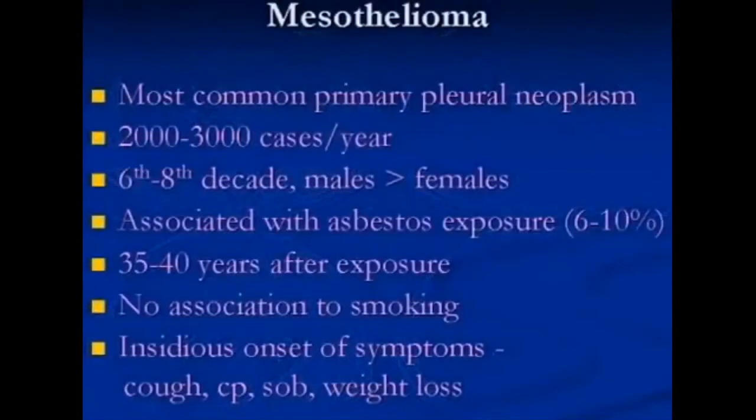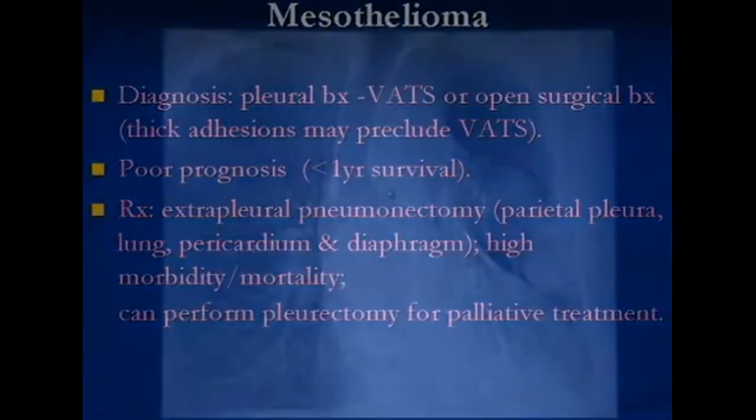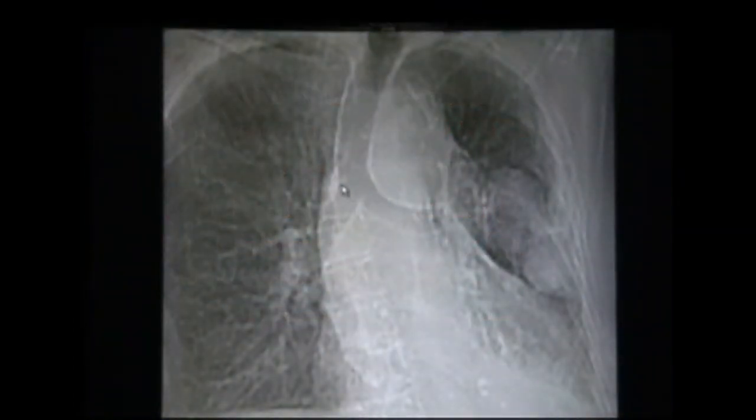Okay. Moving to the last component, which is mesothelioma. That's the most common primary lesion of the pleura. It's a couple thousand cases a year, usually older people, men more than women, because obviously, again, they work with asbestos, which has a nice association, usually a long time after exposure, not really associated with smoking, and has an insidious onset set of symptomatology. Diagnosis is made usually by VATS or open surgical biopsy. Here's a poor prognosis, and one could try an extrapleural pneumonectomy, not usually very successful. What do these look like? Now, here's the key on separating out malignant pleural disease primary from malignant pleural disease secondary.